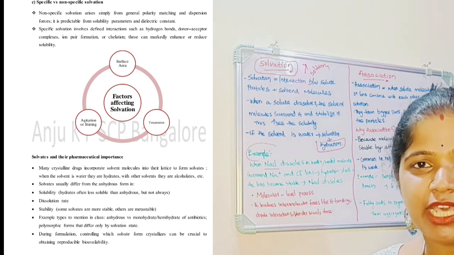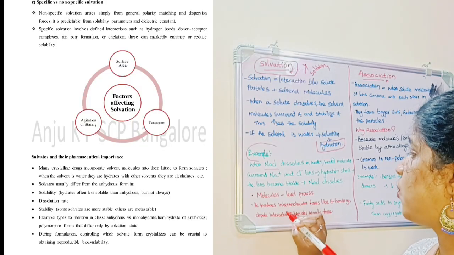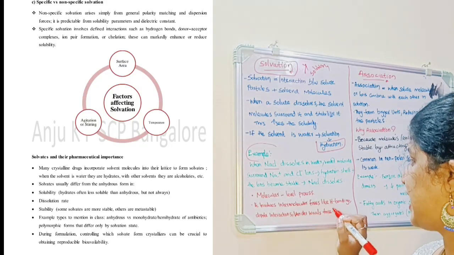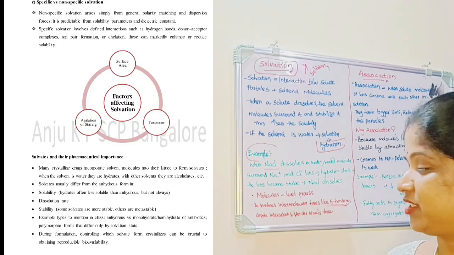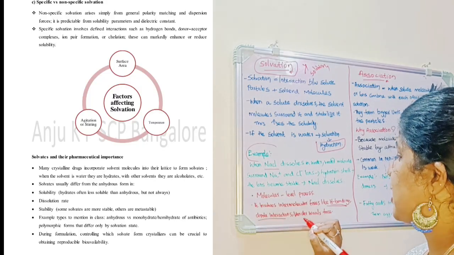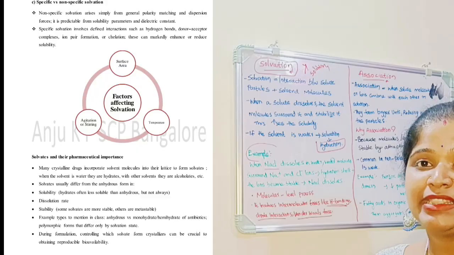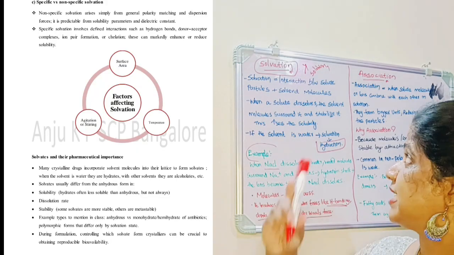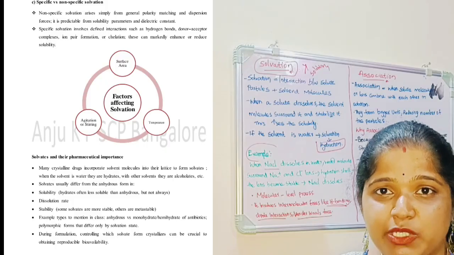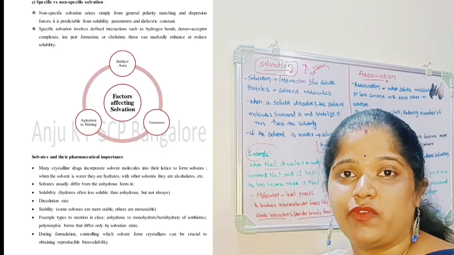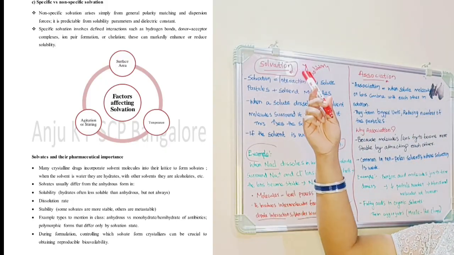It is a molecular level process and it involves intermolecular forces like hydrogen bonding, and we know hydrogen bonding is the strongest bond, right? And we have dipole interactions and van der Waals forces. These are the intermolecular forces involved in solvation. So what is solvation? It is the interaction between solute and solvent.